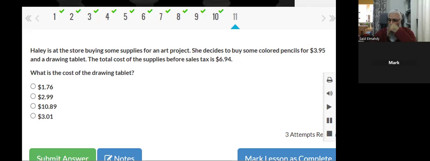Haley is at the store buying some supplies for an art project. She decides to buy some colored pencils for $3.95 and a drawing tablet. The supplies before sales tax cost $6.94. How much does the drawing tablet cost?